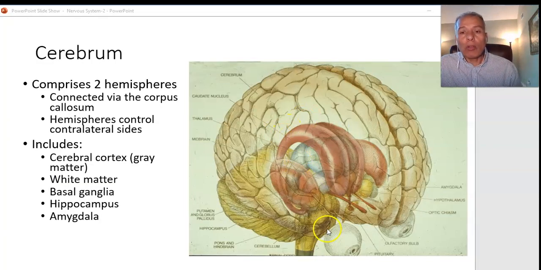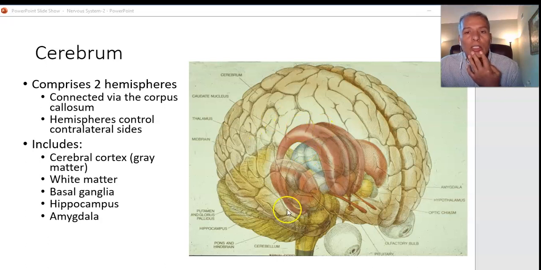If you recall, so far we spoke about the spinal cord, the brainstem, the diencephalon, and the cerebellum. Everything else above that, all of this structure that you could see, the biggest part is the cerebrum.